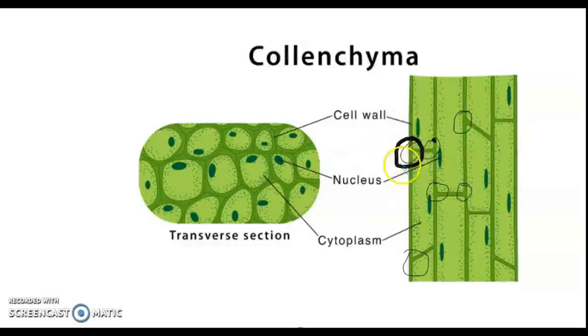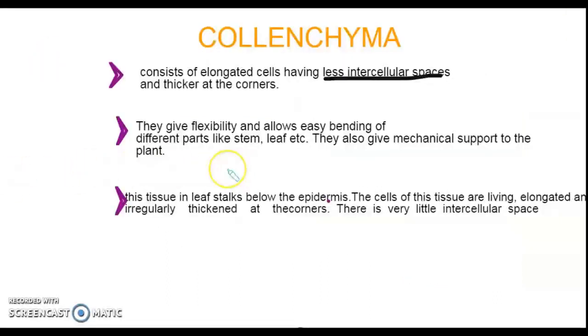The edges or the corners of the cell are normally thick. As you can see, the corner of this cell is thick. So, in the collenchyma cell, the corners or the edges are thicker than the other parts. The collenchyma cells have thicker corners. They mainly give flexibility. They help the plants to be flexible.